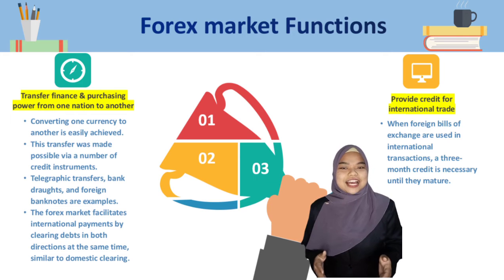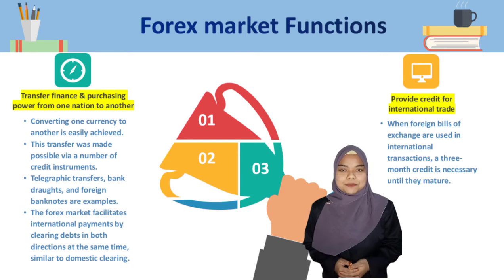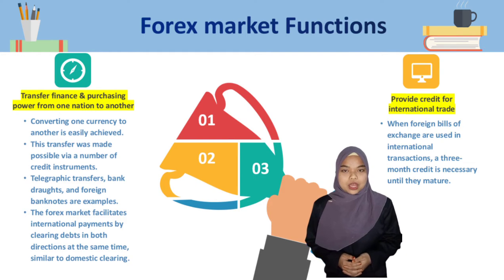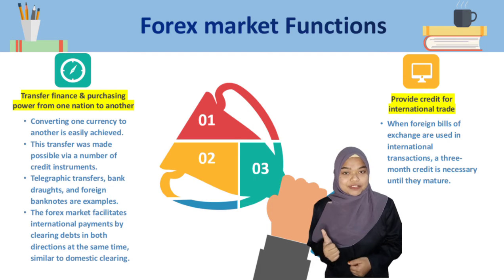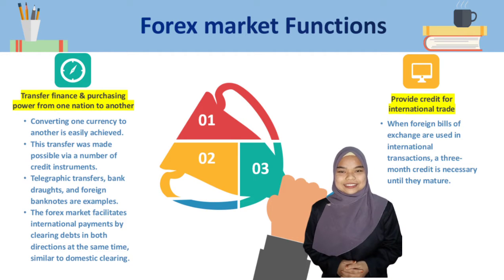Then, in this slide, we will discuss the foreign exchange functions. Firstly is transferring finance and purchasing power from one nation to another. Converting one currency to another is easily achieved. This transfer was made possible via a number of credit instruments. Telegraphic transfers, bank drafts, and foreign banknotes are examples. The forex market facilitates international payments by clearing debts in both directions at the same time, similar to domestic clearing.